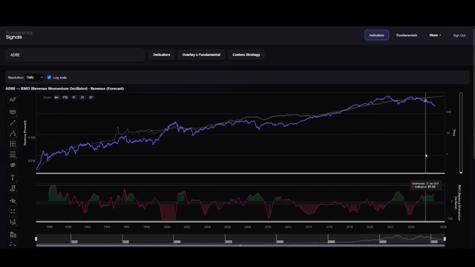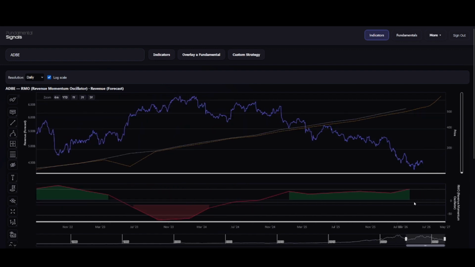Again, since January of 2025, this indicator has been in the green zone. It has stayed there because revenue has been growing. Revenue has been growing, but the price is dropping. And we can see it here. And guys, look at this.